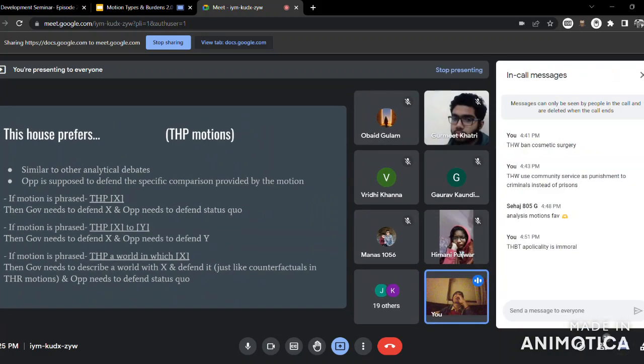We have three types of prefers motions. The first type is this house prefers X. Now this can be anything.